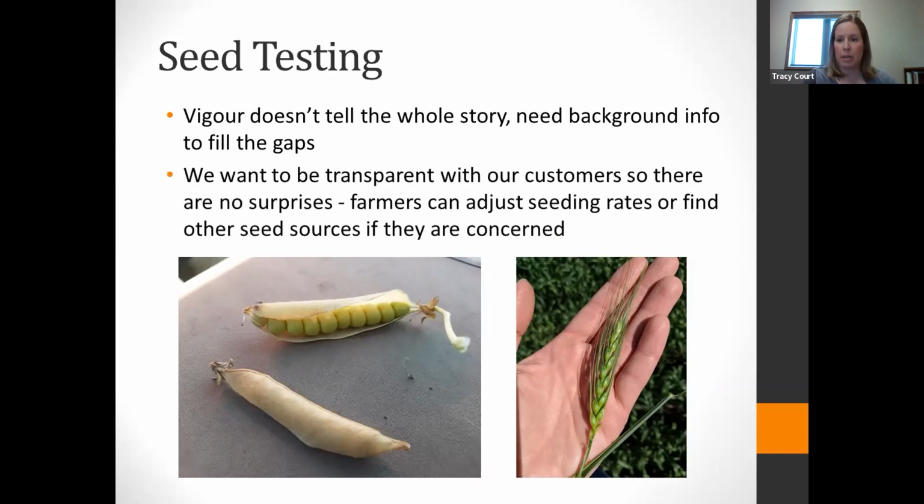And once again, the number one reason why we're doing all this testing is really for our customers. We want to be as transparent as possible with them. When we send a seed lot out the door, our reputation is tied to that seed lot, and you don't know what you don't know, I guess. So by doing all this testing, we're really trying to make sure our customers have all the information they need to make the management decisions for their farm. And this might include things like adjusting their seeding rates or using seed treatment, or maybe even finding a different seed source altogether.